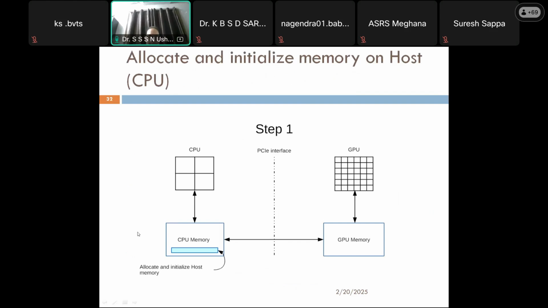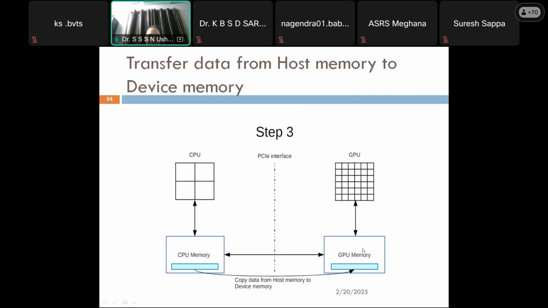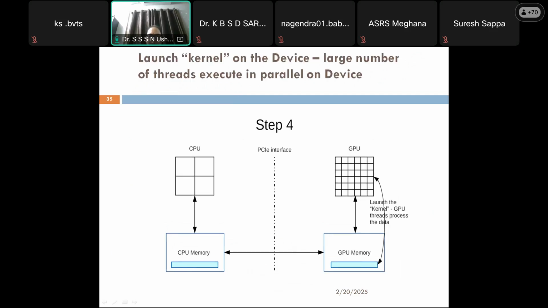In step 1, allocate and initialize the host memory, then allocate the device memory at the GPU side, and then copy the data from host memory to device memory. Once memory is created, there is free space, so transfer the data from CPU memory to GPU memory, and then launch the kernel, because without launching the kernel nothing is going to happen. That kernel is going to take care of the grid and blocks creation. That is why launching the kernel is important.